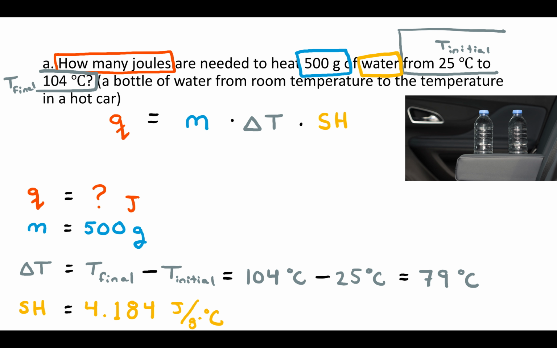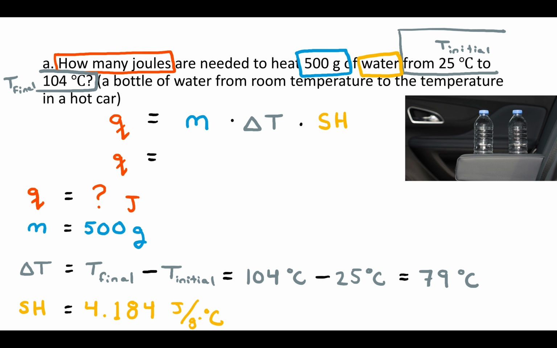Okay, now that we have each of our variables, each of our letters, we can plug it into the equation. First, I just want to make sure the units match. For specific heat, I have joules, and that's what we're going to get for Q. For mass, I have grams, and that's the unit in the specific heat. And finally, the temperature's in degrees Celsius, and that's what's in specific heat. So all the units match, so I can just plug the numbers into the equation.